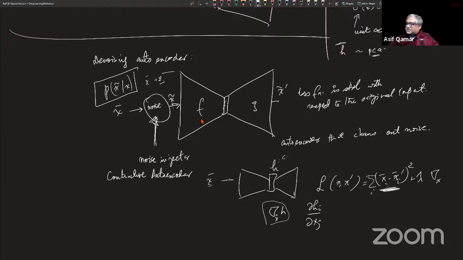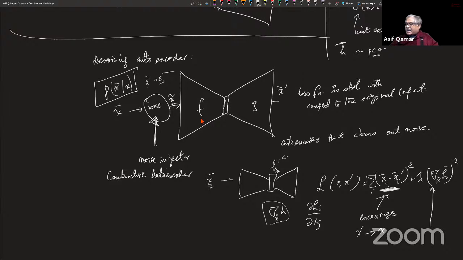Let me just put it this way. This part encourages x prime to tend to x. On the other hand, this part is interesting. If you want x prime to catch up to x, you would imagine that h itself would be sensitive to x, to the input. But that sensitivity, or rather oversensitivity, makes the autoencoders unstable.